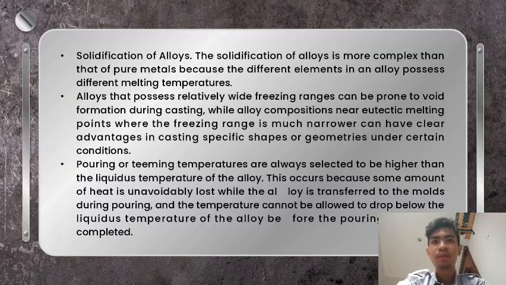Otherwise, partially solidified material would be transferred into the molds, and this could have very serious consequences during the pouring or turning operation itself. The number of degrees to which the alloy is heated above the liquidus temperature is referred to as the superheat. The amount of superheat is typically in the neighborhood of 25 to 110 degrees Celsius above the liquidus temperature, depending on the particular alloy composition and the casting method.